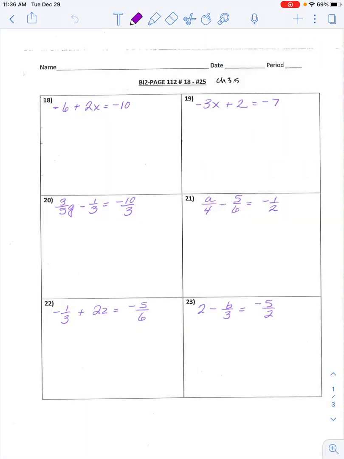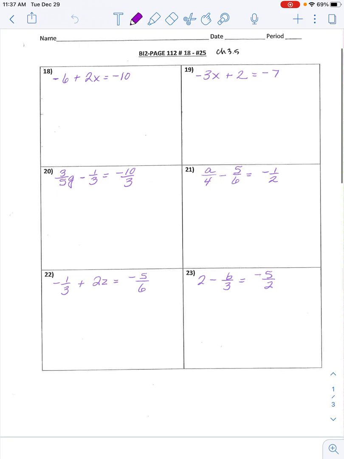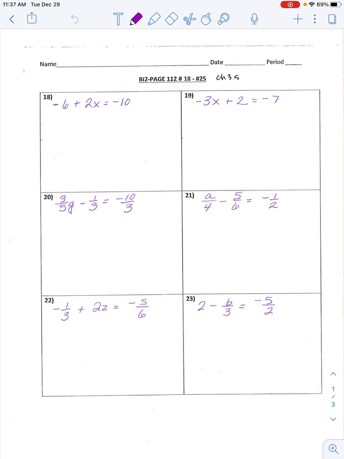Hello. So you are to work on page 112, 18 through 25. I am going to start you off. Make sure you're on the right track, and then you can finish the assignment for today. So these are two-step equations.